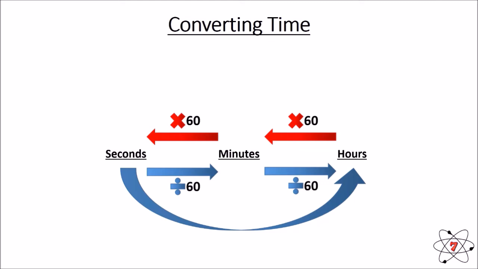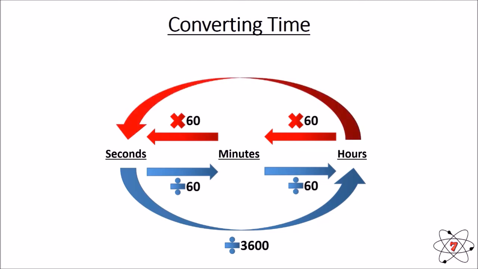So 60 times 60 is 3,600. So I divide by 3,600 to go from seconds to hours. To go from hours to seconds, again, I'm going to multiply, and it's going to be by the same amount, by 3,600. So an example of this, to convert 1,800 seconds to minutes, I look at my table.